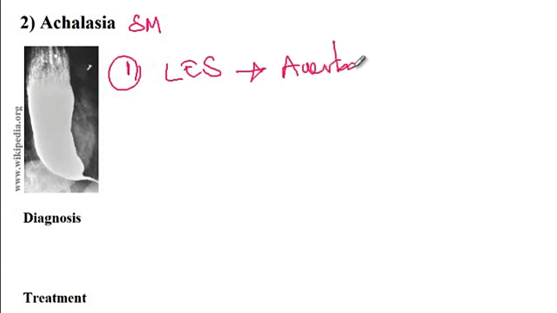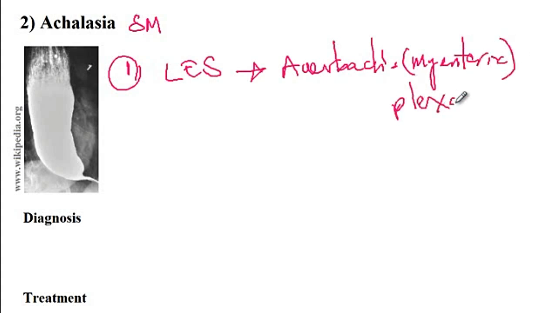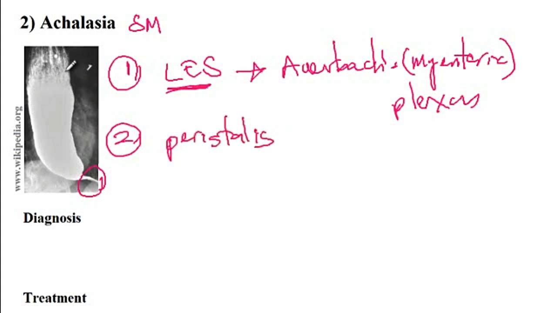The next disorder is achalasia, which is a motor disorder of the smooth muscles of the esophagus. There are two presentations associated with achalasia. One, the lower esophageal sphincter fails to relax in these patients, and that is due to the loss of the Auerbach, also known as myenteric plexus. Here you can see that the lower esophageal sphincter fails to relax. And then there is also abnormal peristalsis of the esophageal body.